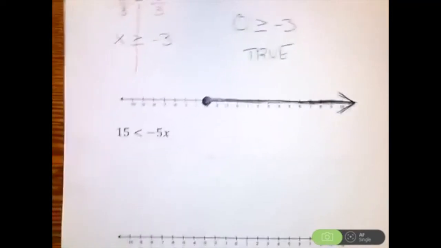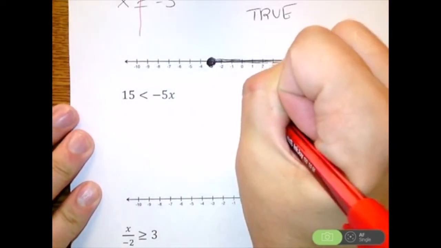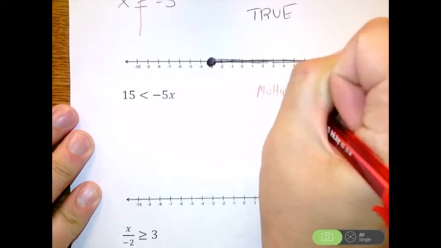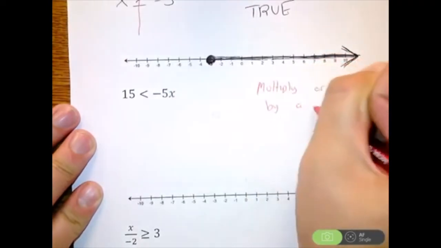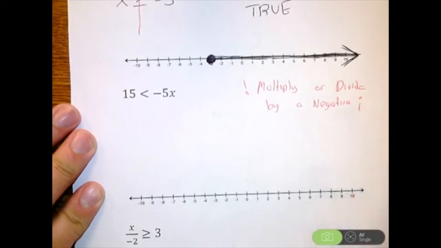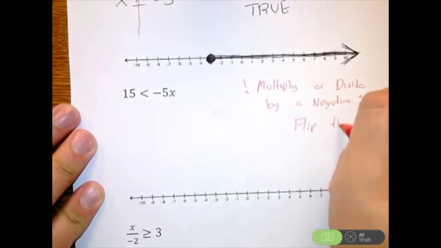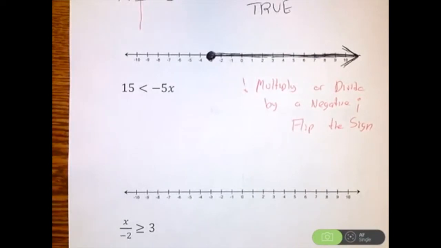Now, this next problem, you might be like, all right, I get it. What's the point? Next problem, we're going to start exploring a few interesting ideas. And everyone, it's a common rule, but it's commonly forgotten when dealing with inequalities. It is that whenever you multiply or divide by a negative, you're going to flip the sign. So multiply or divide by a negative, flip the sign.